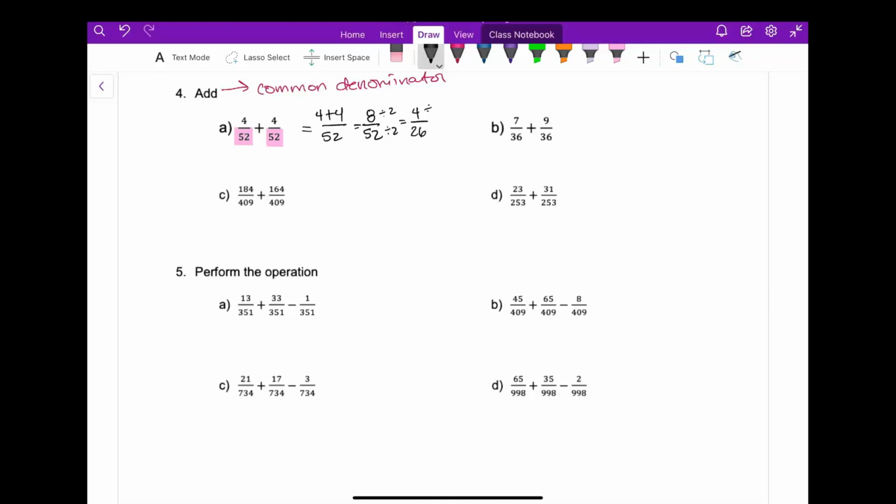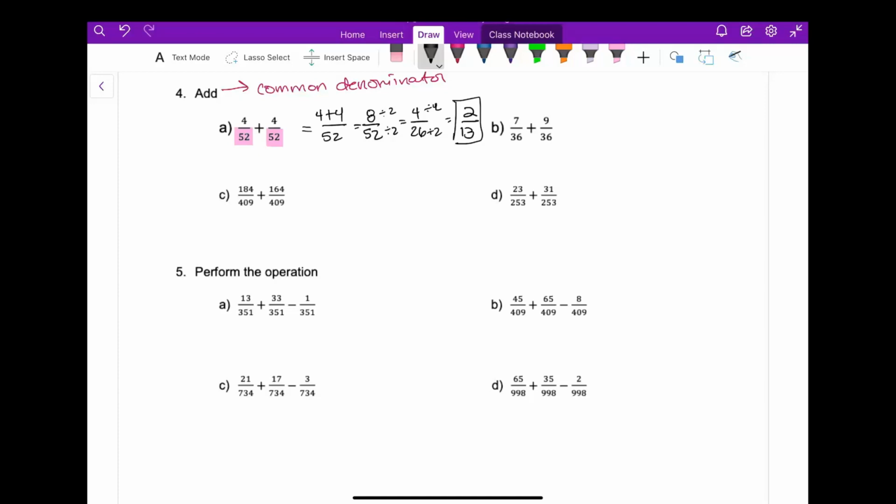Noticing they're still both even. Divide by 2. This is going to be 2 and 13. They're no longer even, and they don't seem to have common factors. Okay, this is method 1. If you like that, stick to it. Close your ears. And now let's try method 2.